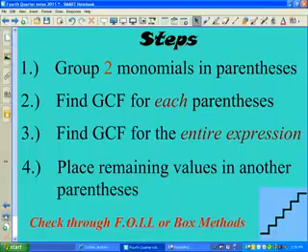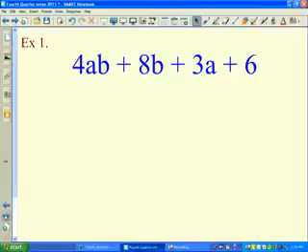And the way that you can check to see if you have the right numbers and also the right signs is you can either do the FOIL method or the box method, as we discussed in previous lessons. So the best way to show how to factor by grouping is through examples. So for example 1, we have 4ab plus ab plus 3a plus 6.